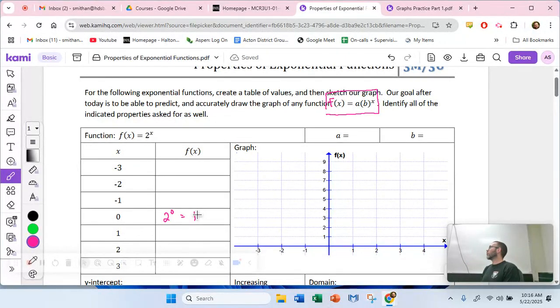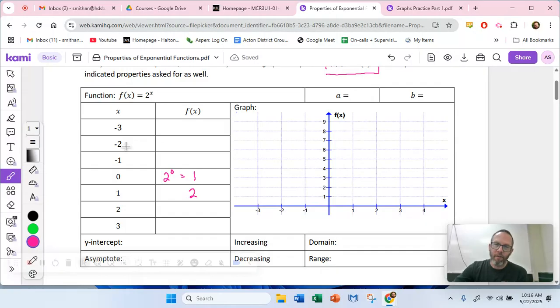All right, yes. 2 to the power of 0 is 1. And then you guys know your powers of 2, like 2 to the power of 1 is 2, 2 to the power of 2 is 4, 2 to the power of 3 is 8. We don't need to do the calculator work for those.